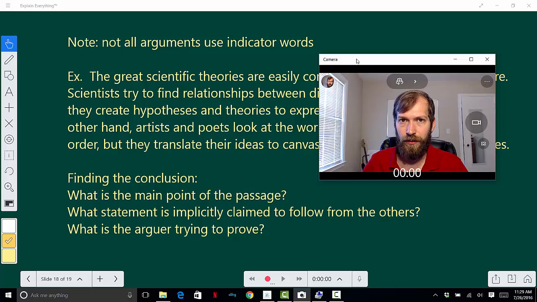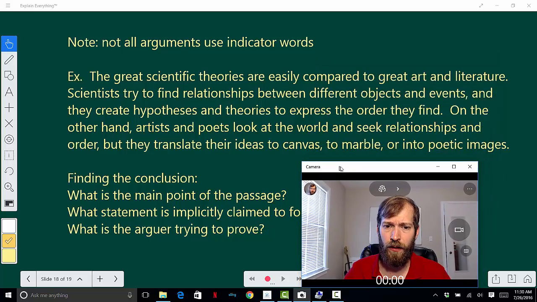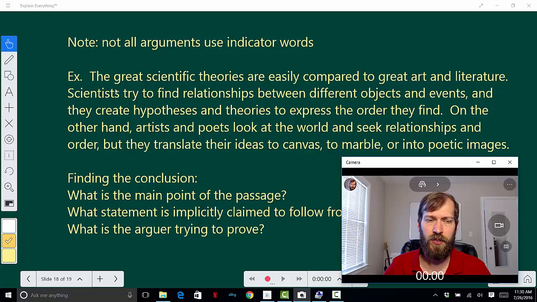The other thing to note, not that this always happens, but very often when we don't have any indicator words in an argument, the first statement ends up being the conclusion. This just seems to be a matter of either human psychology, or maybe it's a cultural thing with respect to Americans and English speakers. But if we look at this passage here, this argument, we say the great scientific theories are easily compared to great art and literature.